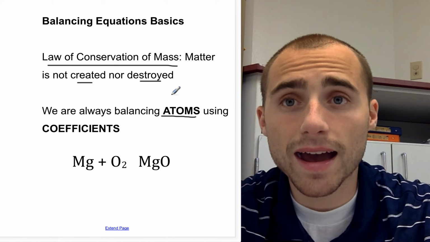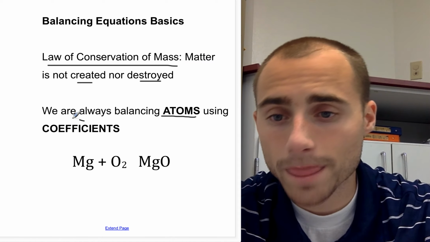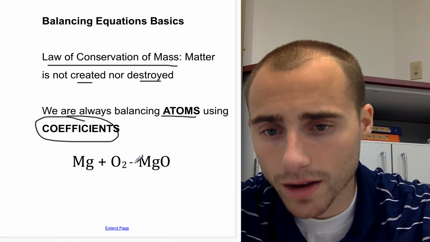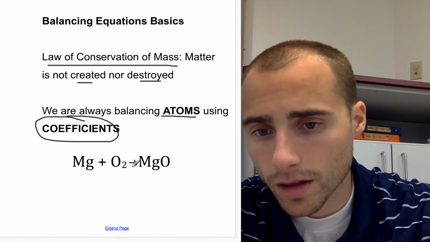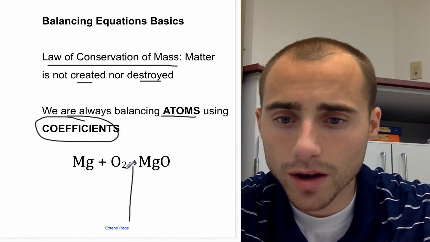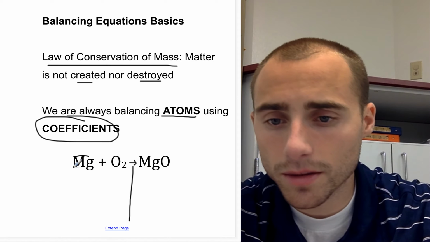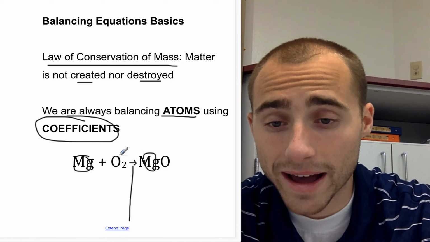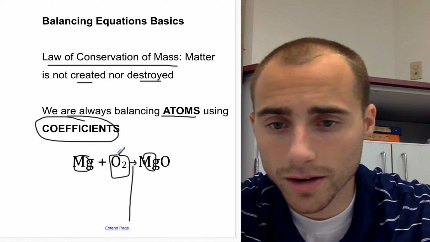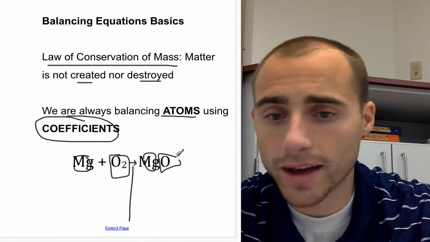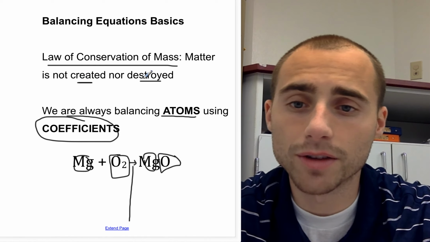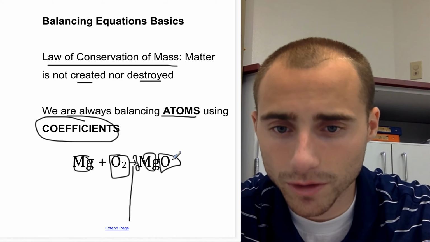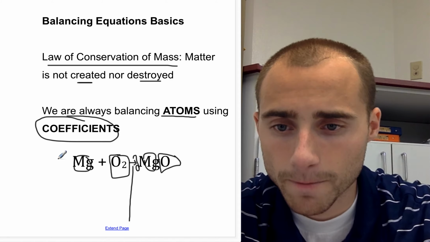We are always balancing the atoms. We're trying to get the atoms to remain the same, and we do so using coefficients. So if you look at this simple equation right here, there should be an arrow right there. We have Mg, O, and then Mg and O. We only have one magnesium over here. We have one magnesium over here. Those are atoms we're counting. We have 2 oxygen atoms over here and only 1 oxygen atom over here. So we have to balance it because we know matter is not created or destroyed. So we would just simply put a 2 right there, which would give us 2 oxygens and 2 magnesiums, and then a 2 right here.